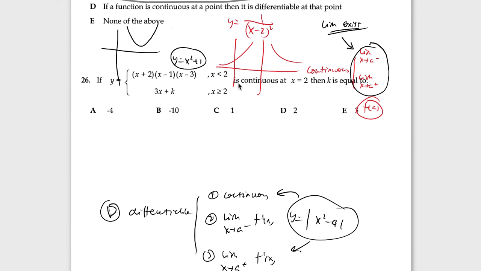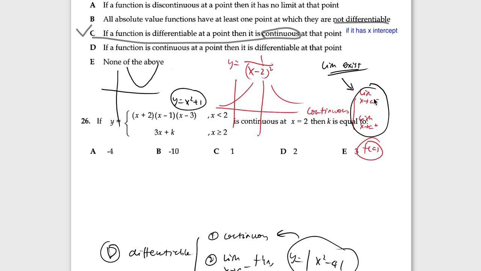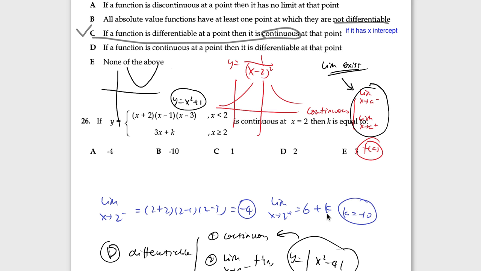Then question 26. This piecewise function is continuous at x equals 2, and what is the k value? Continuous just means the limit from the left must equal the limit from the right. You just plug it in. The limit from 2 minus, you use the above equation: 2 plus 2, 2 minus 1, 2 minus 3, so it's 4 times minus 1, which is minus 4. And the limit from the right, you directly plug x into the other piece, so that's 6 plus k. You want minus 4 equals 6 plus k, so k must equal negative 10, which is B.